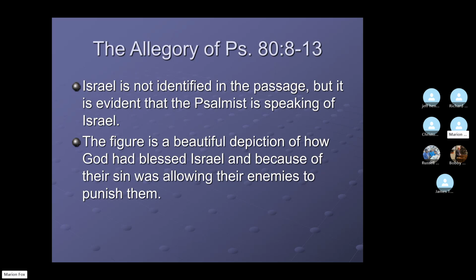The vineyard was protected by a wall around it to keep the wild animals out of it. But God was not protecting Israel because Israel was sinning. Any question?